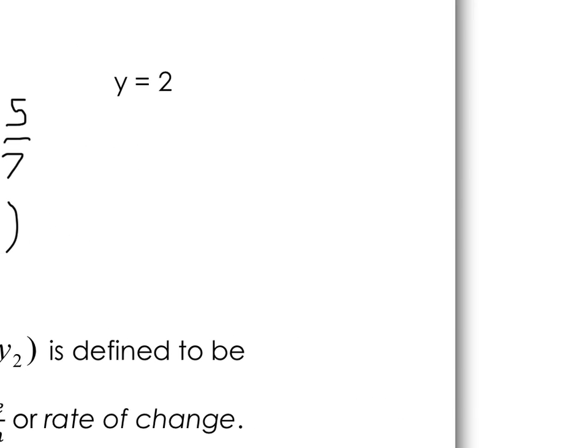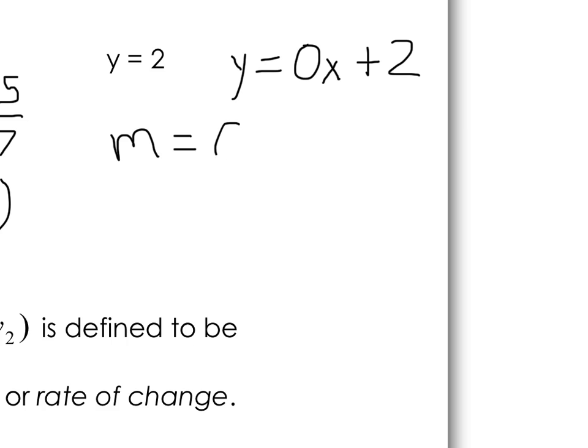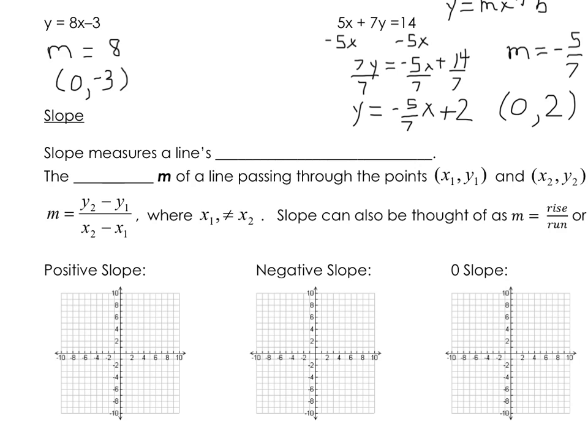Our final example, y equals 2. It's in the right form. It's y equals. What is the slope? There is no x. You can almost think of it as y equals 0 times x plus 2. Look at it that way if you want to, and then you can realize that the slope is 0, and the y-intercept is the point (0, 2). So, slope measures a line's slant.